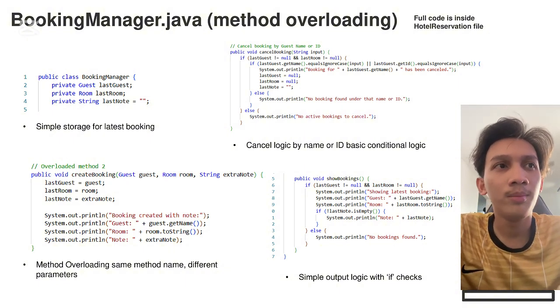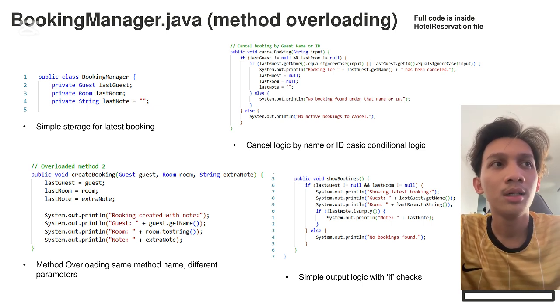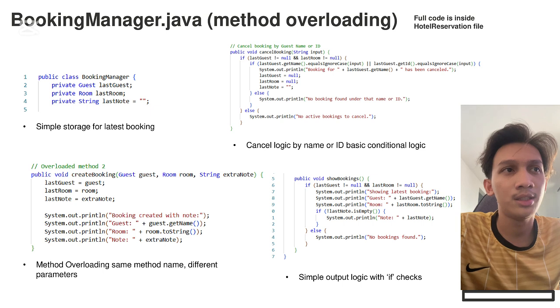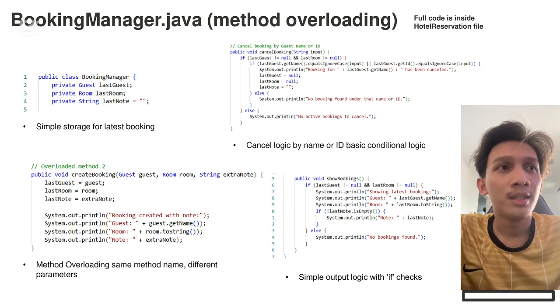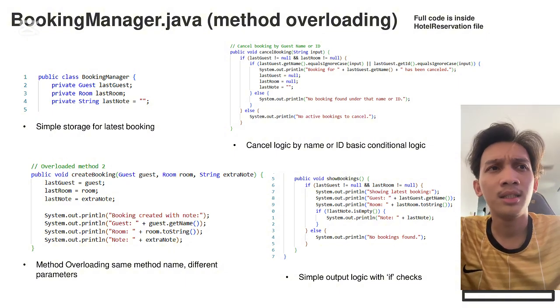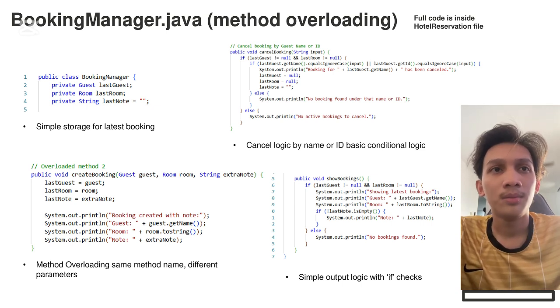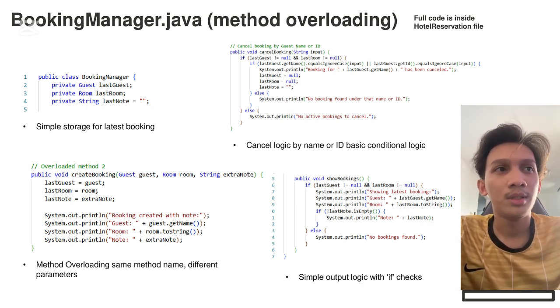So today I will be explaining my parts in the booking simulation program in Java. I'm focusing on method overloading, method members, class and object usage. For the method overloading, you can see I have created two methods with the same name, createBooking. The first version of createBooking will accept two parameters, a Guest object and a Room object.